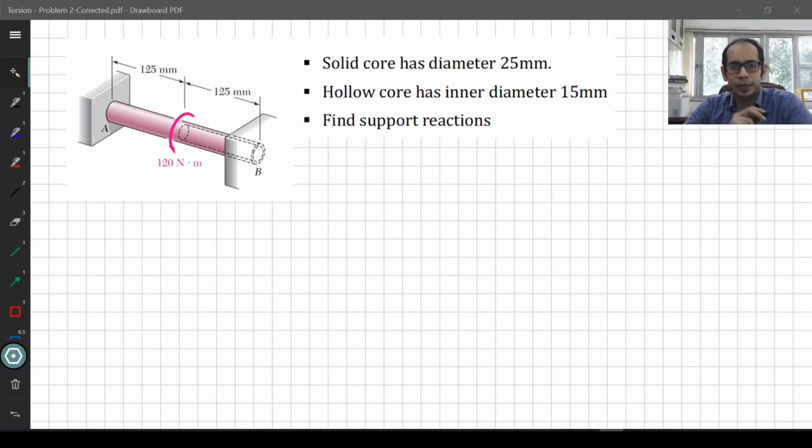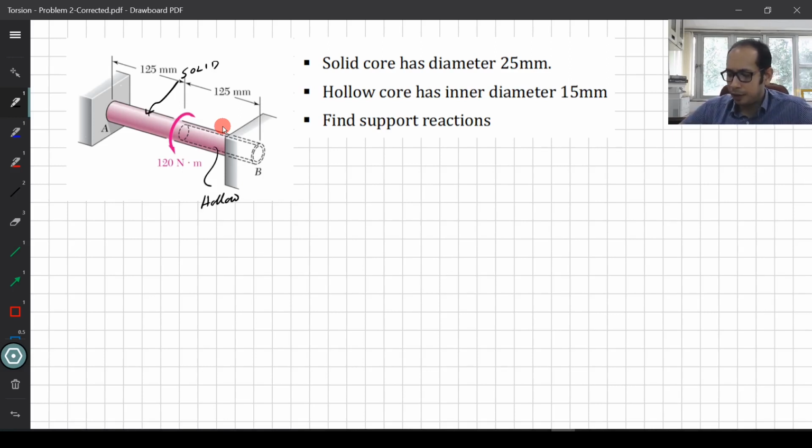So this application example is an indeterminate structure which is subjected to an internal torque, as you can see in the figure over here. So you have this shaft over here, A to B, part of which is solid and part of which is hollow. So maybe we just go ahead and mark that. This is the solid part and this is the hollow part, right?